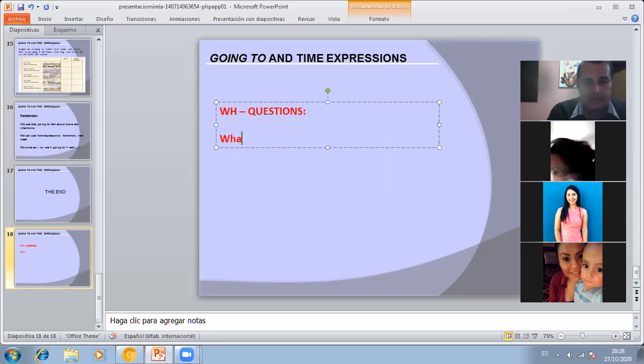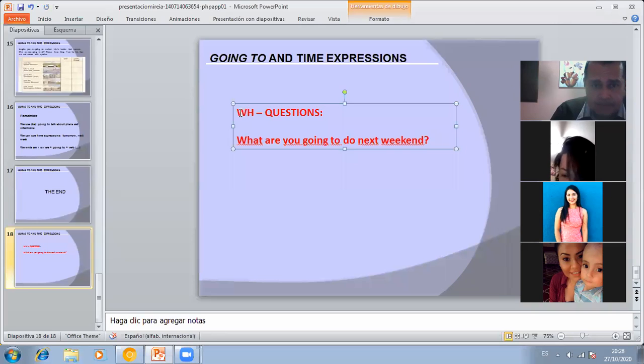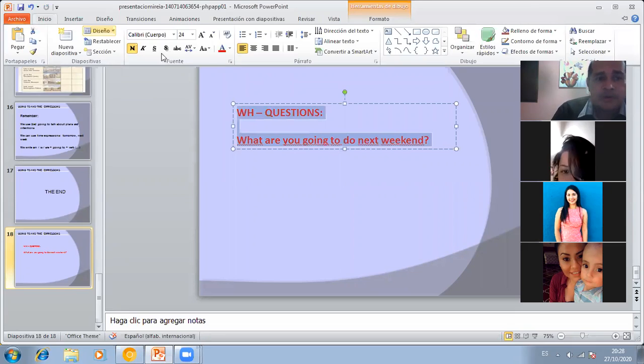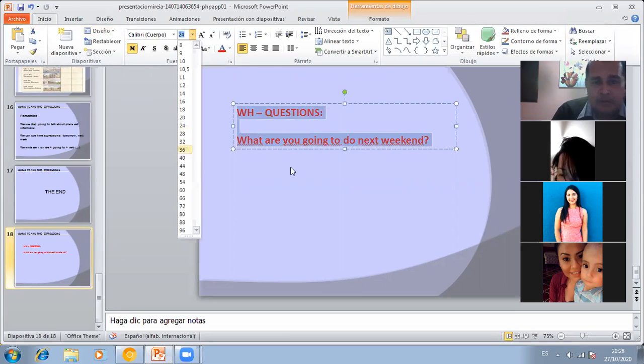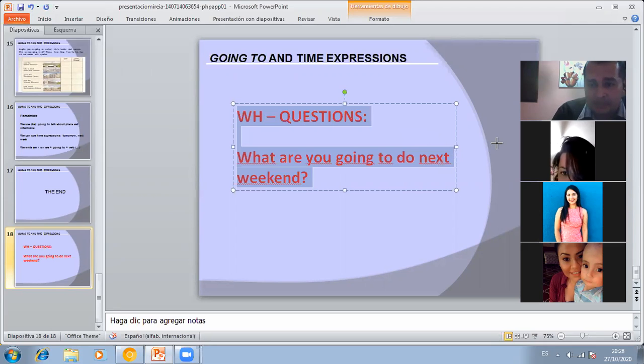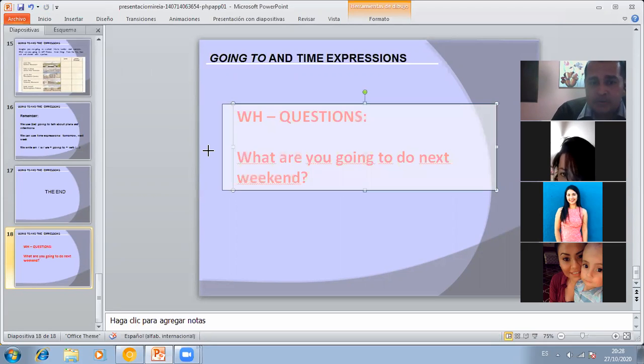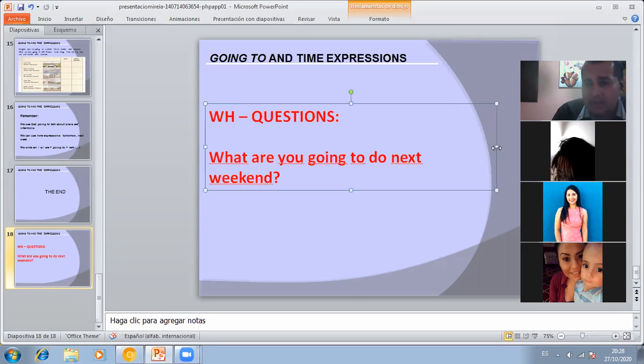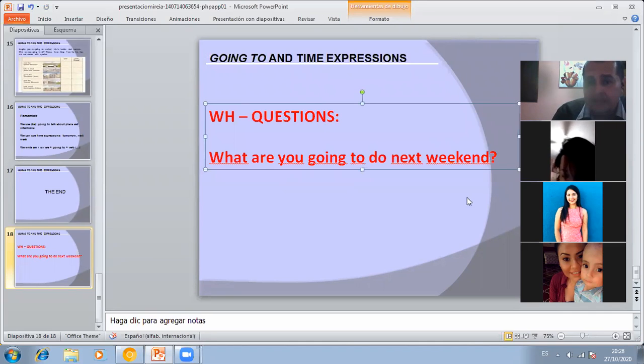For example, what are you going to do next weekend? Observe the time expression is at the end here. Okay, what are you going to do next weekend? So let me make the letters a little bigger so that we can see. Okay, like this. What are you going to do next weekend? So in this case, you give a specific answer, right? I'm going to relax next weekend. I am going to visit my family, etc.